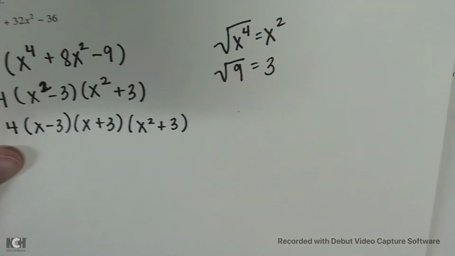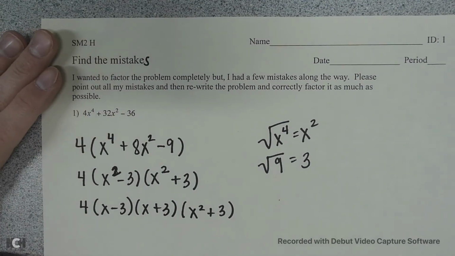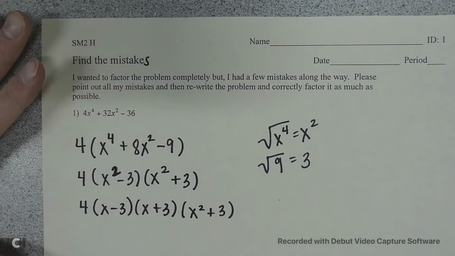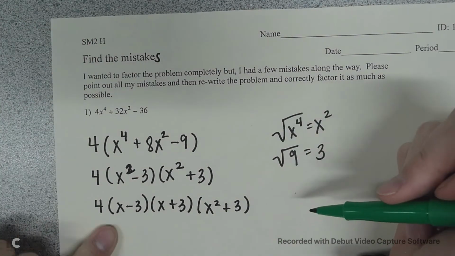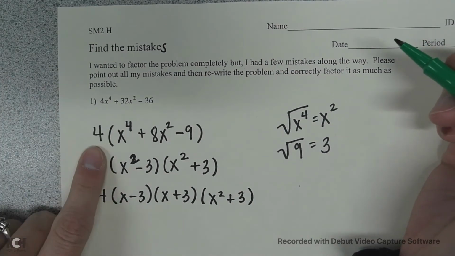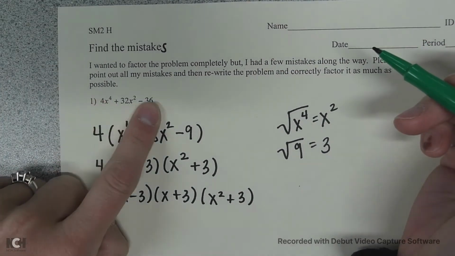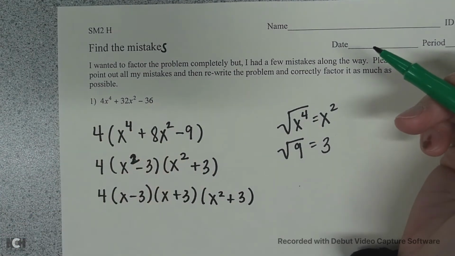The other thing I want to talk to you about is finding the mistake. So I did this problem, but then I made a mistake, so you have to make sure that you can tell me the mistake. I have some work laid out for you, and you're just trying to figure out what went wrong. So on this one, it looks like I started off pretty good. I took a 4 out of my 32 and my negative 36, and I have 8 squared and 9.